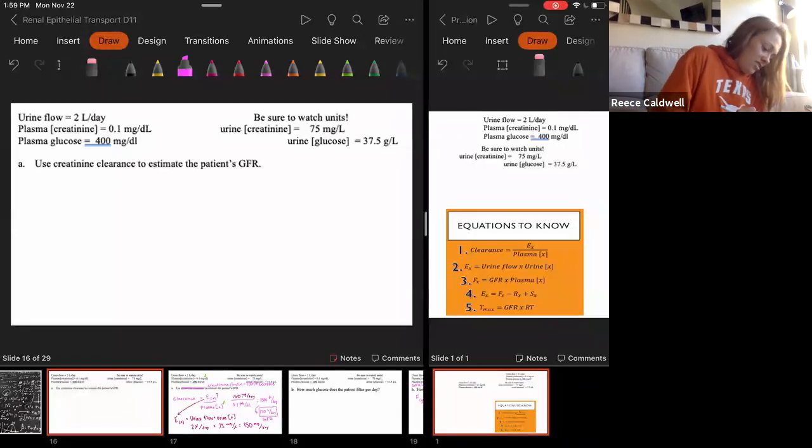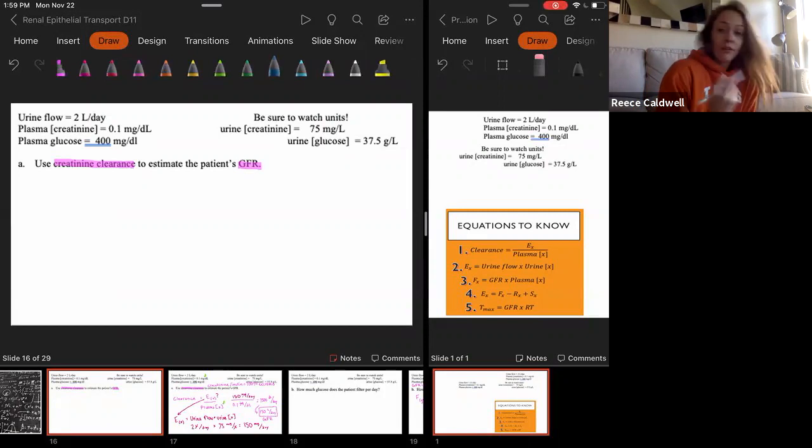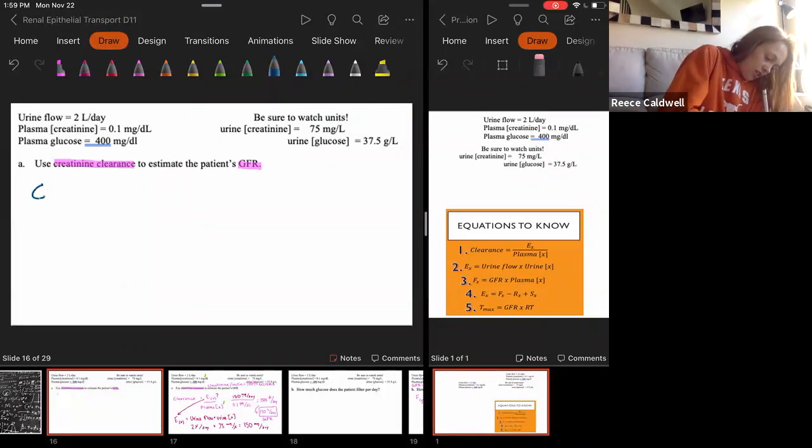Question A is asking us to use creatinine clearance to estimate the patient's glomerular filtration rate. So we're solving for GFR using clearance, specifically clearance of creatinine. So normally we will first solve for GFR or it'll be given because it's very useful in all of the other equations. So let's go ahead and do that. If you look over, or if you haven't memorized, which would be awesome, we do have an equation for clearance. We have a clearance equation.